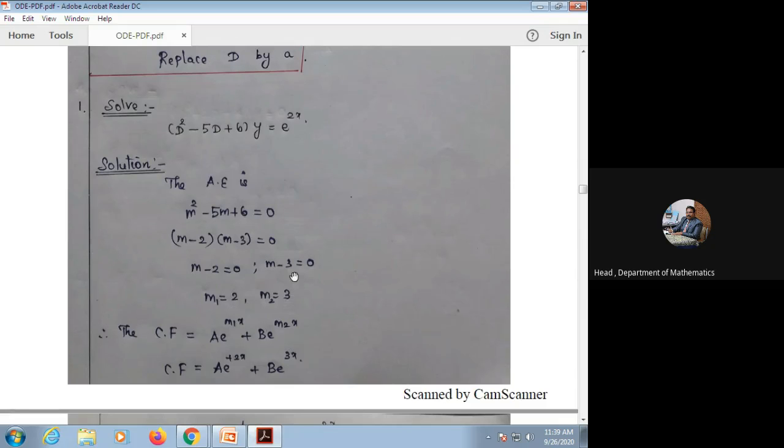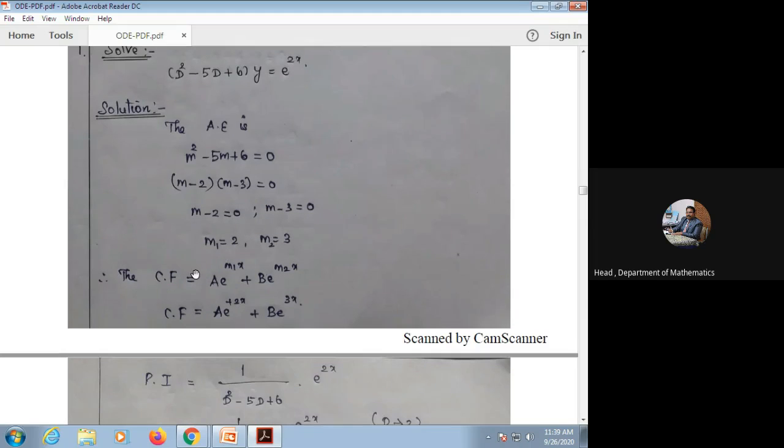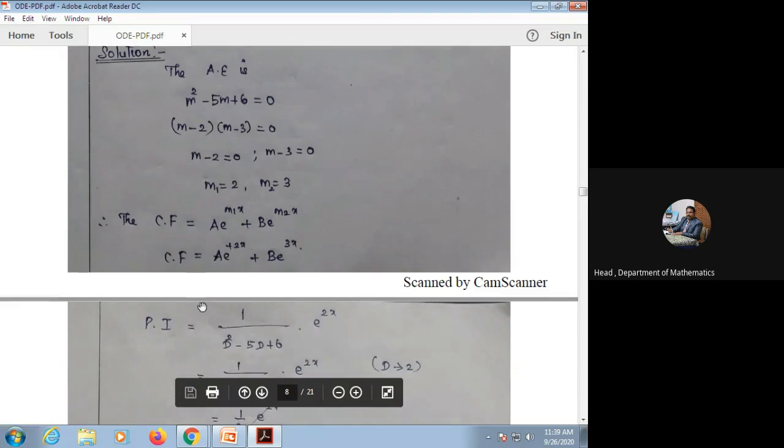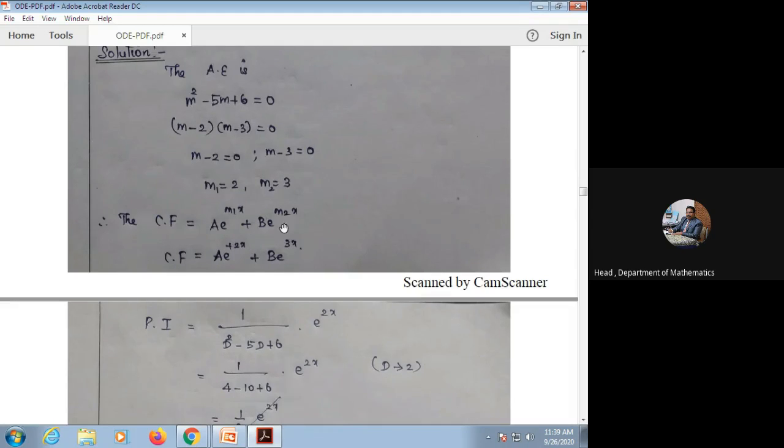Therefore, the two roots are real and different. Take m1 equal to 2 and m2 equal to 3. The complementary function formula we know is a e power m1 x plus b e power m2 x. Substituting m1 and m2, the complementary function, that is C.F., is a e power 2x plus b e power 3x. This is the complementary result.